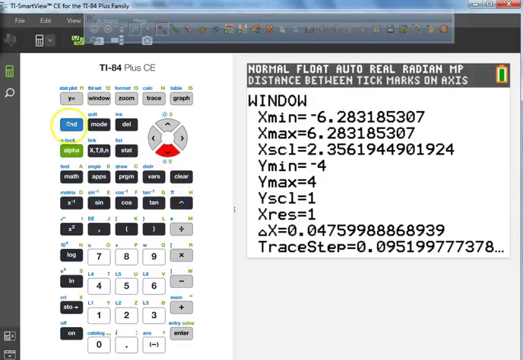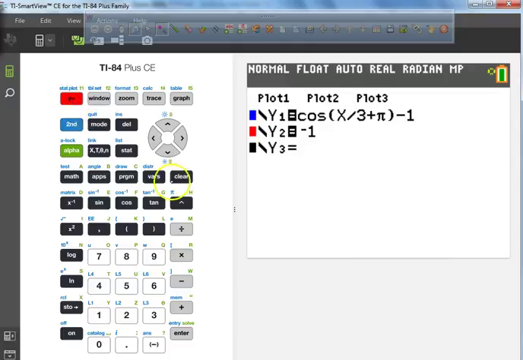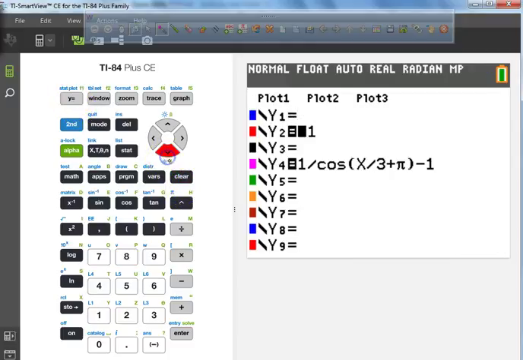And we said our x scale was pi divided by 2. Our y minimum was negative 2, and our y maximum was 8. We look at our graph. Okay? So if you go over to y equals, I'm going to clear everything out.